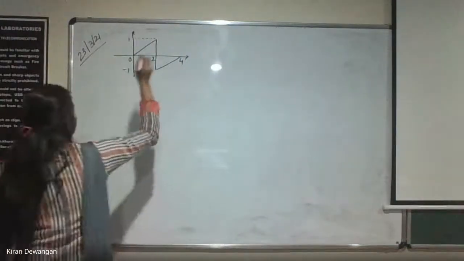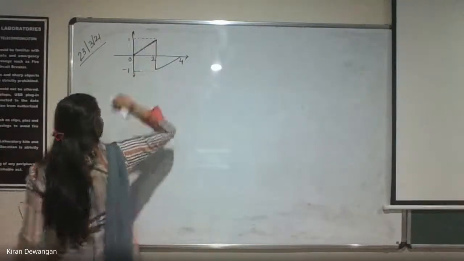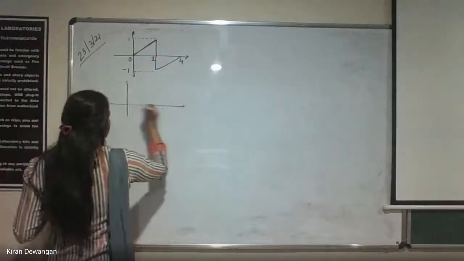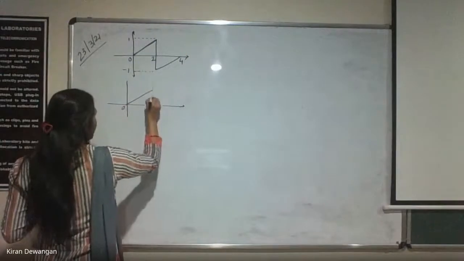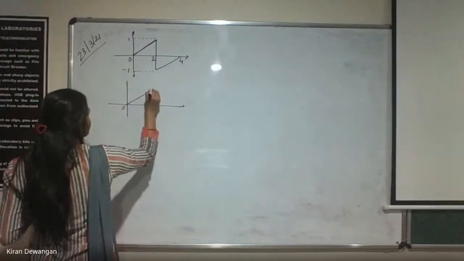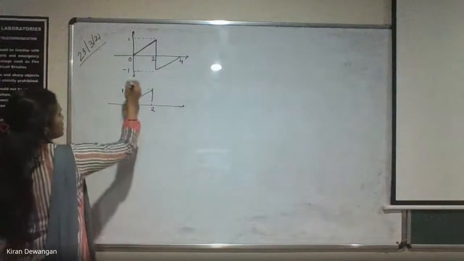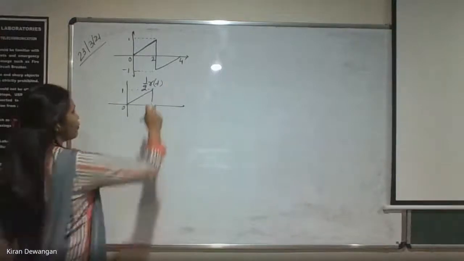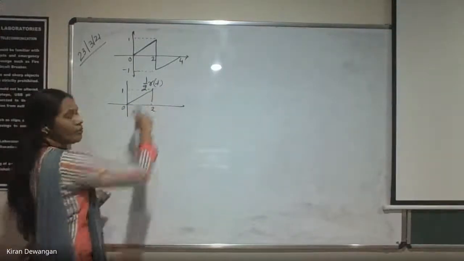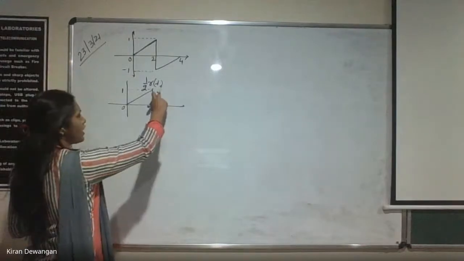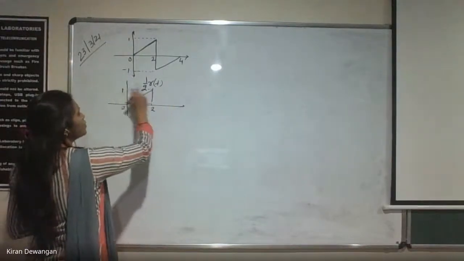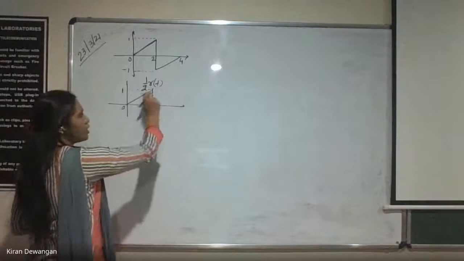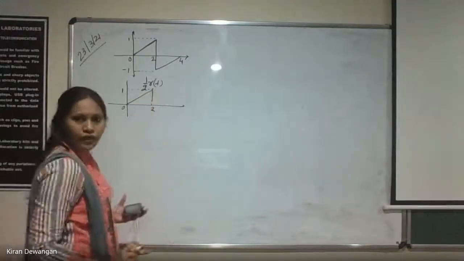Correct? So we started with this signal and we know that the first half of the signal, that is this part, starts from 0 and at 2 the signal value is 1. So this is nothing but 1 by 2 of r(t). We have already discussed that r(t) has the value 2 at 2. But since at 2 the value is 1, it will be 1 by 2 of r(t).